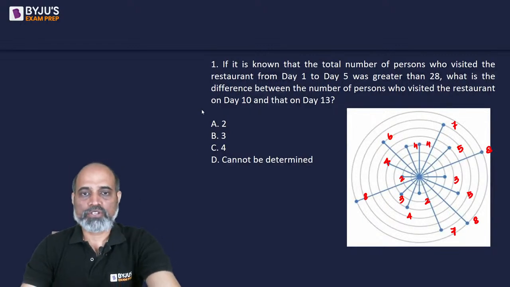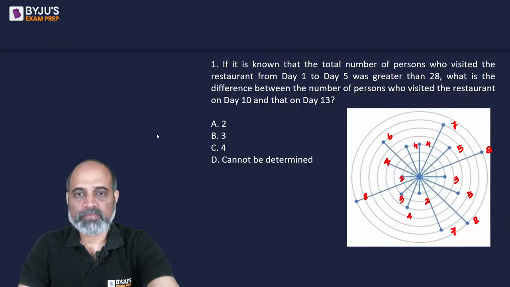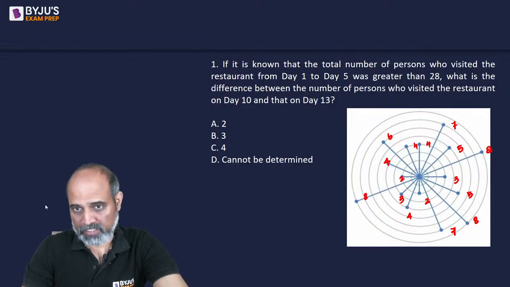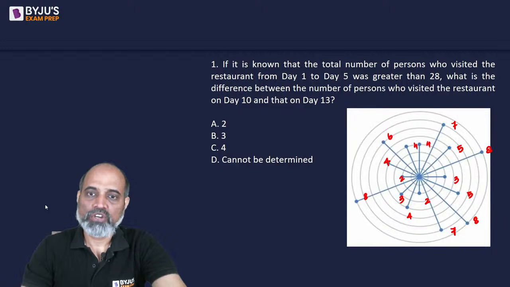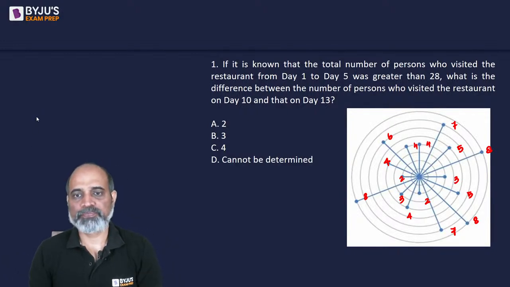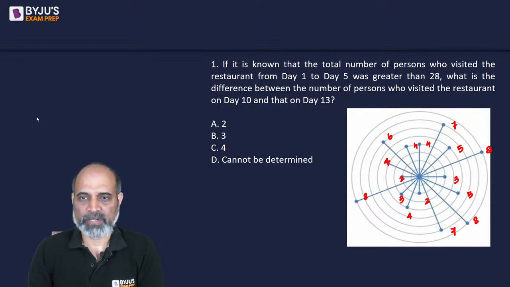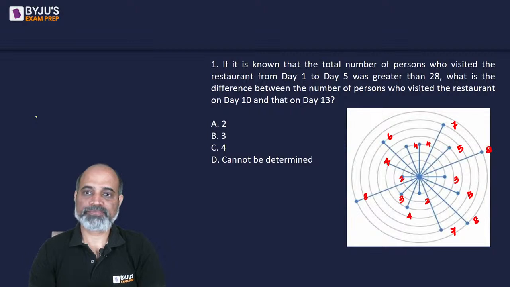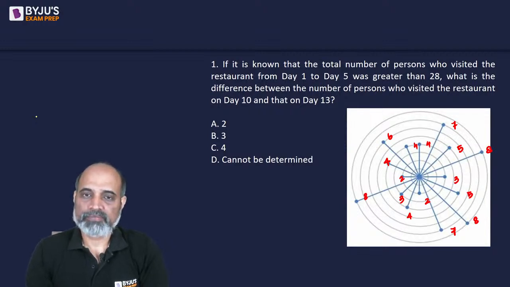If it is known that the sum of the number of persons who visited the restaurant on no 2 consecutive days among the first 11 days was 8, how many... If it is known that the total number of persons who visited the restaurant from day 1 to day 5 was greater than 28, what is the difference between the number of persons who visited the restaurant on day 10 and that on day 13? So it's like we are supposed to find out which one is day 1 here.